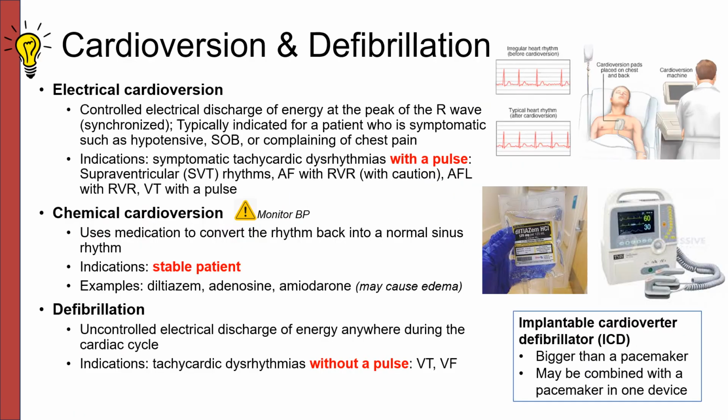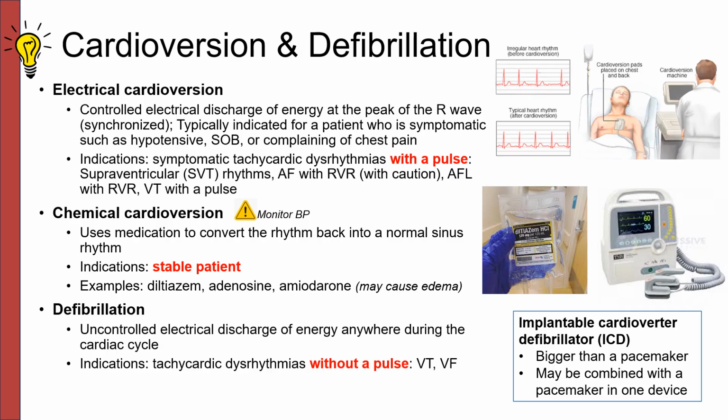Next is cardioversion and defibrillation. So what's the difference? We have two types of cardioversion: an electrical one and a chemical one. The electrical one is done with a machine and it is a controlled electrical discharge. That's one big difference from defibrillation.